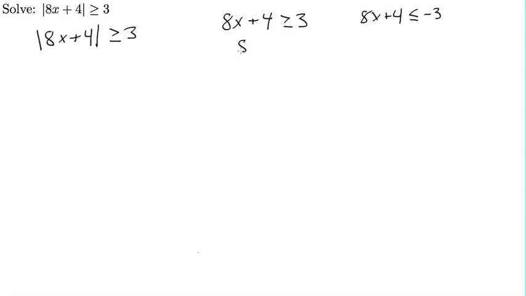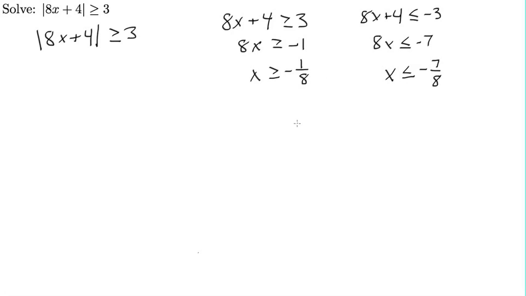So we proceed as we would normally. Let's get our x all by itself. We'll subtract 4 from both sides and then divide by 8. So here we know that x must be greater than or equal to negative 1/8, and then a similar story here. 8x is less than or equal to negative 7, so x is going to be less than or equal to negative 7 over 8.